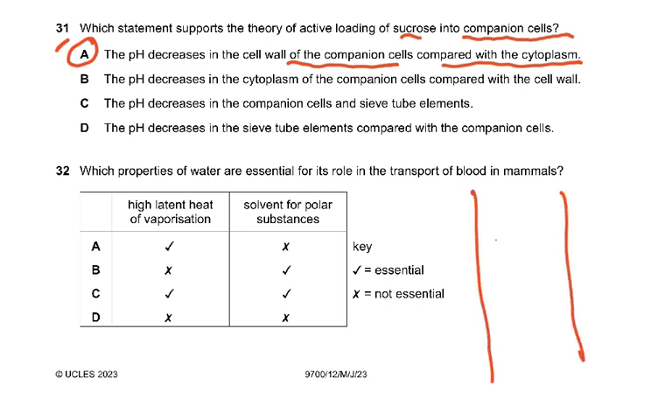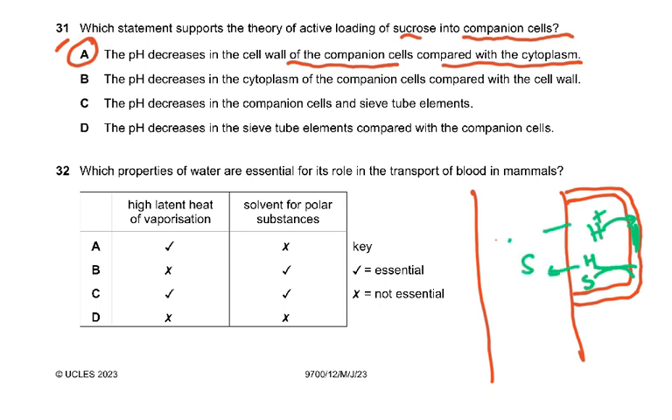Don't worry. So, this is the companion cell. This is the cell wall of the companion cell. Now, what we are doing is we are pumping hydrogen ions into the cell wall. Now, when the hydrogen ions come back in, they bring with them sucrose. And I've explained this in the videos as well. And then the sucrose will diffuse into the sieve tube elements, not the hydrogen ions.